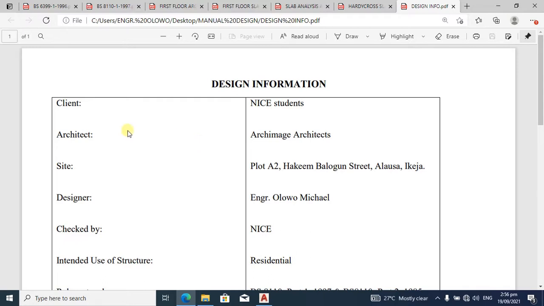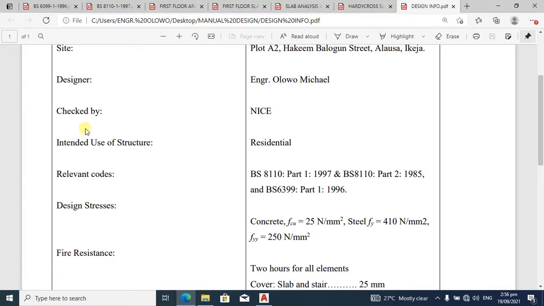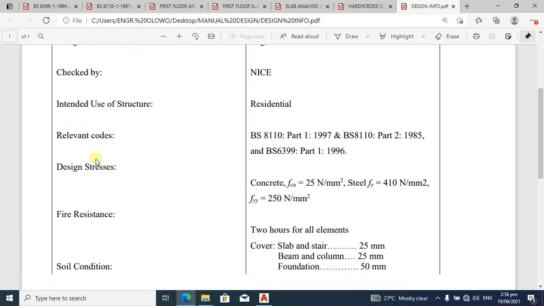In the design information, you are going to have the client, the architect, the designer, the site where the structure is to be erected, then the professional, who is of course a civil engineer that checked the structural design. You are going to have his name under here, checked by. Also, what is the intended use of the structure? That will be stated in the design information as well. Also, the relevant codes that were used for the design. Everything has to be stated in the design information.